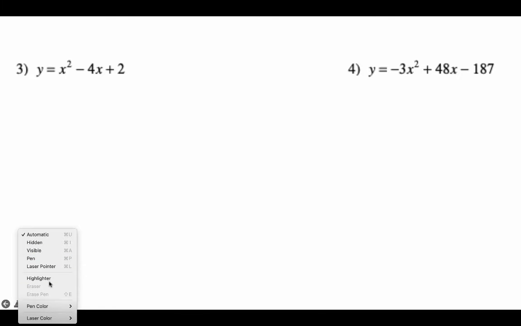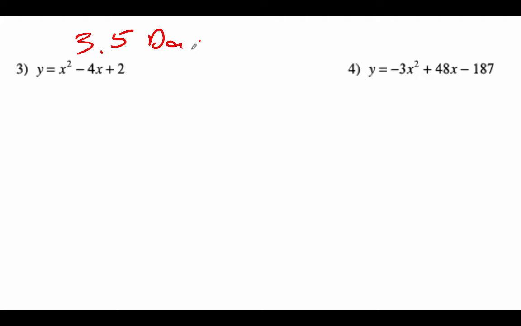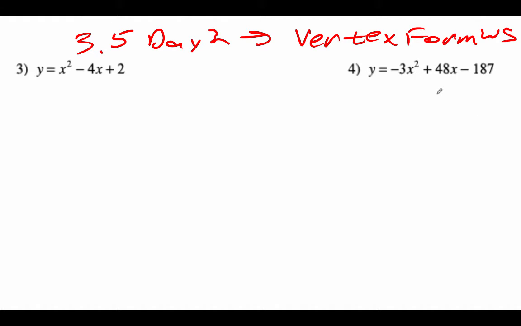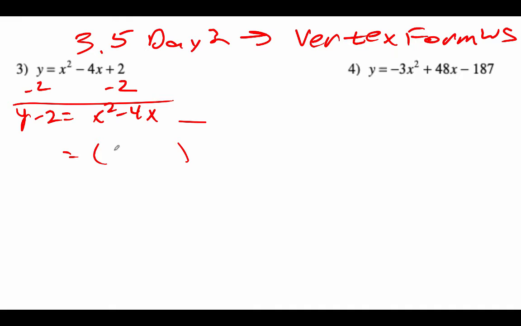Okay, we're going to do a couple of problems together from the 3.5 day 2 Vertex form worksheet. Sometimes these can be a little bit of a struggle. Number 3 has an A of 1, makes things easier. Leave a space here. This is where we complete the square.